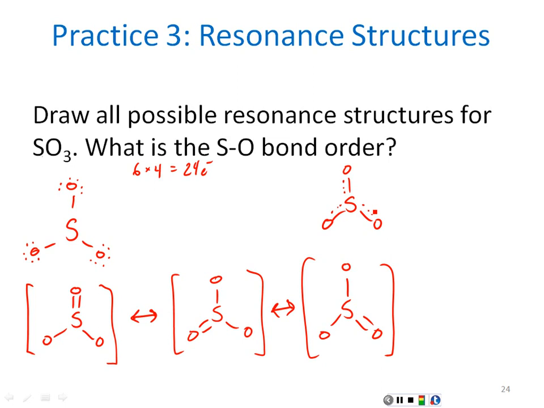Now, what about the bond order? Let's try to explain this a little bit better than I did a couple slides ago. We have single bonds between the sulfur and all three oxygens, but we have one double bond that is being shared between the three. So we have a bond order of 1 plus one double bond being shared between 3 bonds. So that would give us a bond order of 1 1/3.